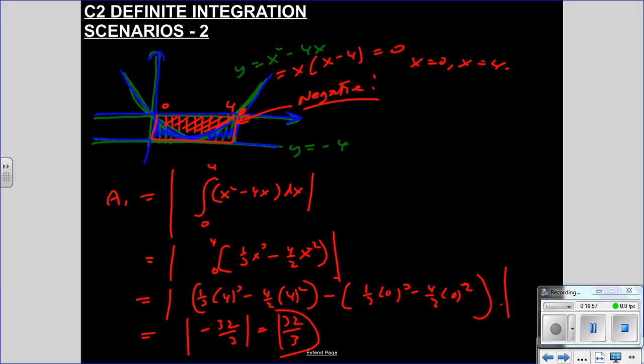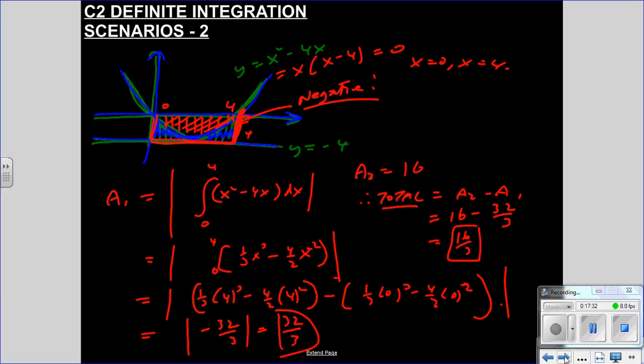That's that red area there. What's the area of the box? So area 2, well, we know this is 4 across, and, well, y equals minus 4, so this is 4 going up. So the area of the box is 16, therefore total has to be area 2 subtract area 1. So 16 subtract 32 over 3 is the same as 16 over 3. And there we go. There's our shaded area.